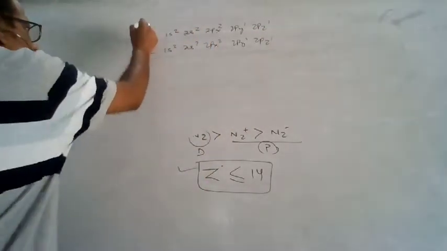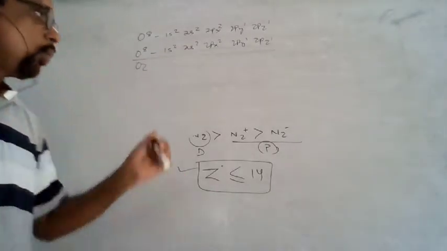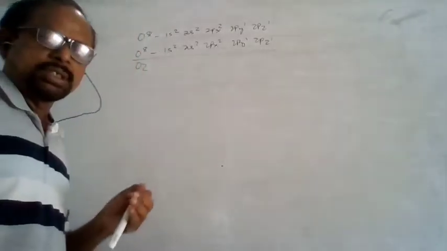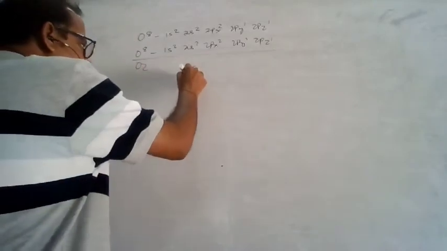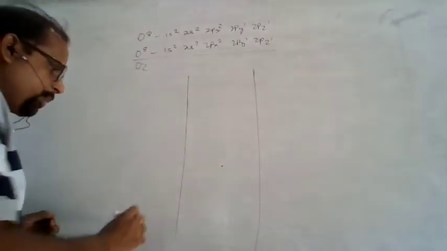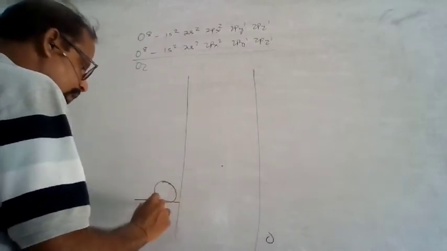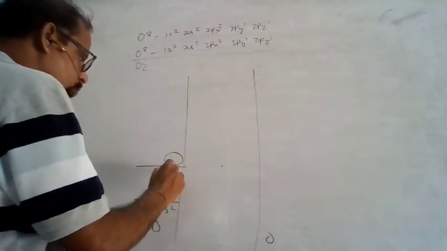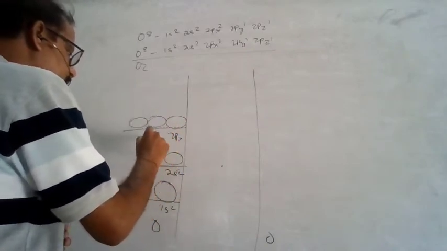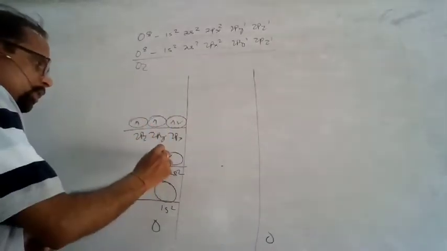Then the question arises: the extra electron is the cause of instability. With more electrons, the crowding is more, so there will be repulsion and the stability decreases. So that's why, in the stability order, N2 is more stable than N2 plus, than N2 minus. And N2 is diamagnetic in nature, but these two are both equally paramagnetic.